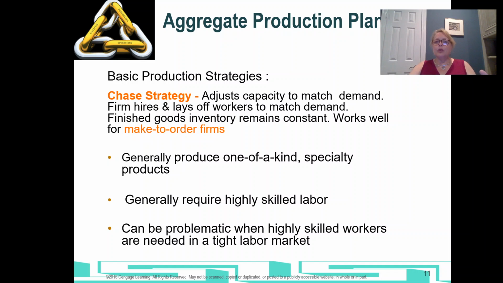I'm going to hire more workers when I'm busy, and I'm going to lay people off when I'm not busy, because the people that I need are generally highly skilled labor. The problem is, if you have that highly skilled labor in a tight labor market, it can be hard to get people when you need them. But if you think about the Chase strategy, the way to remember this, it is on your test, Chase is capacity chases demand. I look at how many I need to make, and I adjust my capacity accordingly.